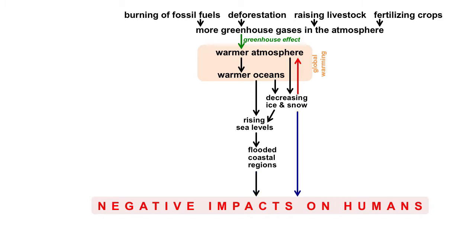The decrease in ice and snow cover in the mountains can have negative effects on the water supply of humans. It has already led to water shortages in certain montane regions, for example in the Andes.